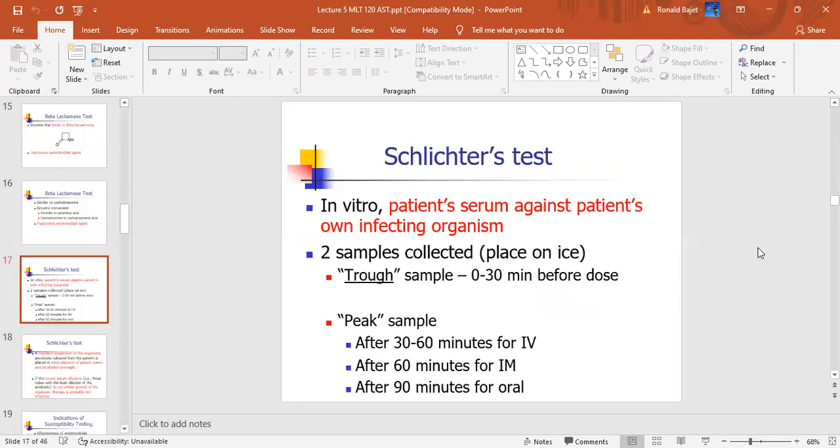Schlichter test. Okay, so we have the MIC here. You have dilutions of antibiotic, and to those dilutions, you're going to add a suspension of organism. The Schlichter test is kind of like the opposite of that. So remember I talked about peak and trough. Let me illustrate what I was talking about earlier.